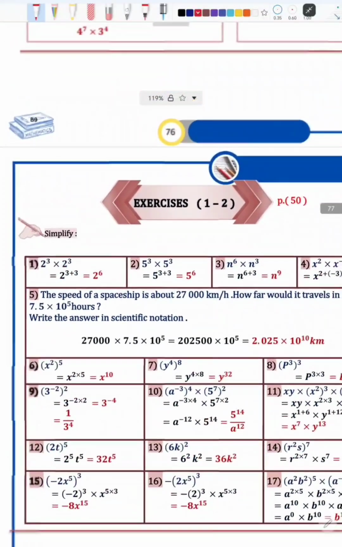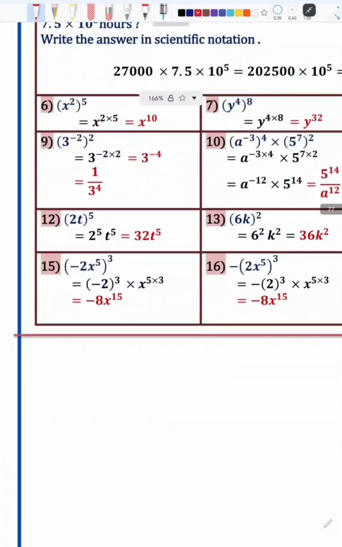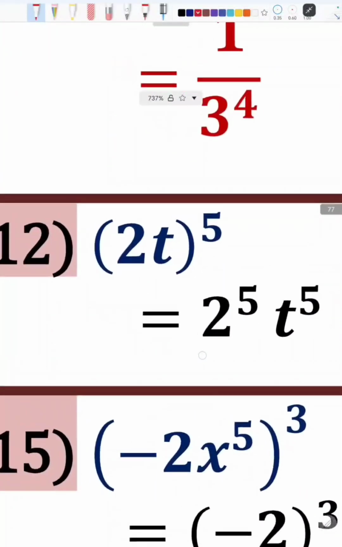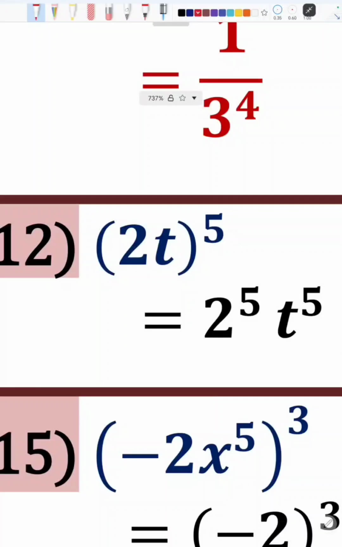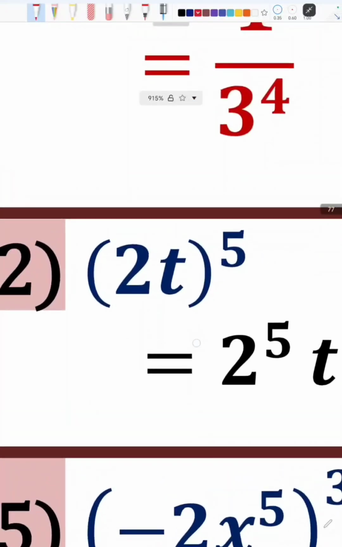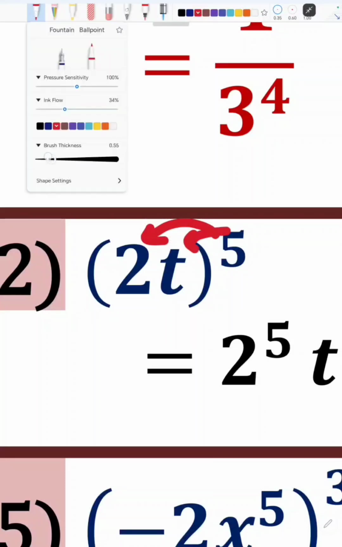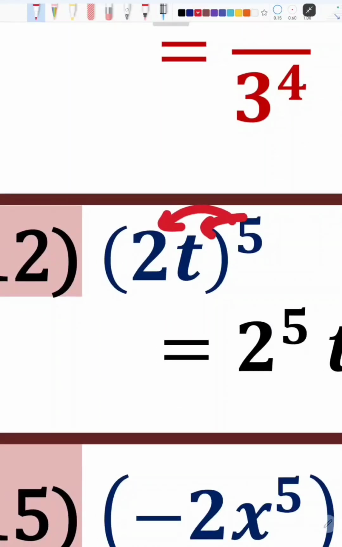Okay, and same case. Here we have 2t inside the parenthesis, and outside the parenthesis, power 5. So we're going to give power 5 to 2 and to t. Okay? It will be 2 power 5 times t power 5.